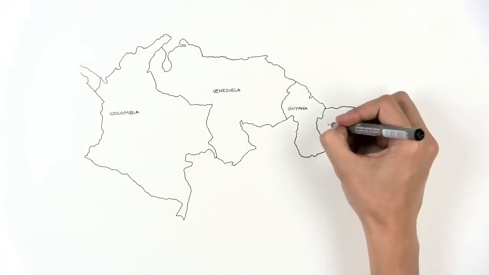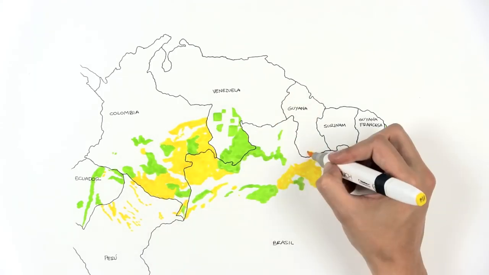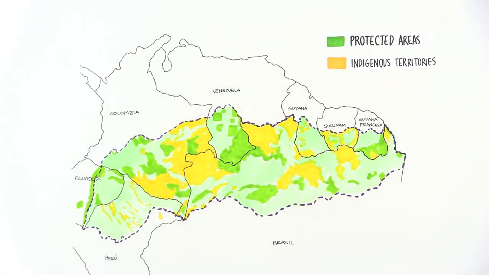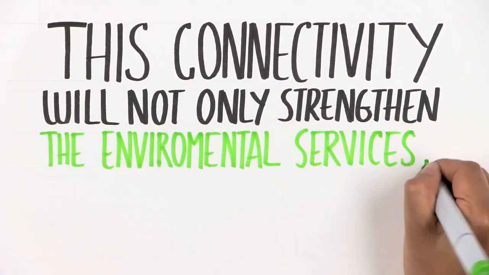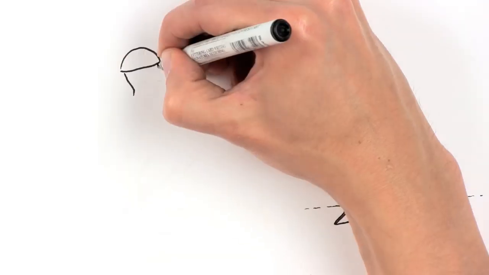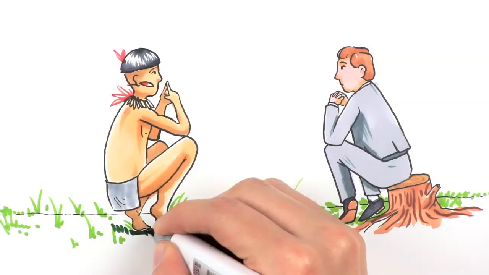The work done so far has been very important, and a great part of the territory that needs to be integrated into sustainable models has already been protected. Governments have made an effort to create protected areas and recognize indigenous territories, but there are still some areas that need protection in order to guarantee a full connectivity. This connectivity will not only strengthen the environment services, the planet's resilience and climate stability, but it will also give us the opportunity to join forces with indigenous peoples to rethink our relationship with Earth.